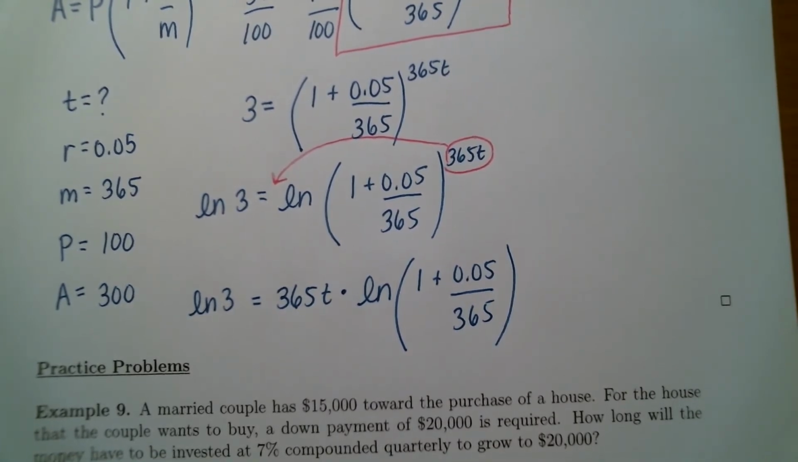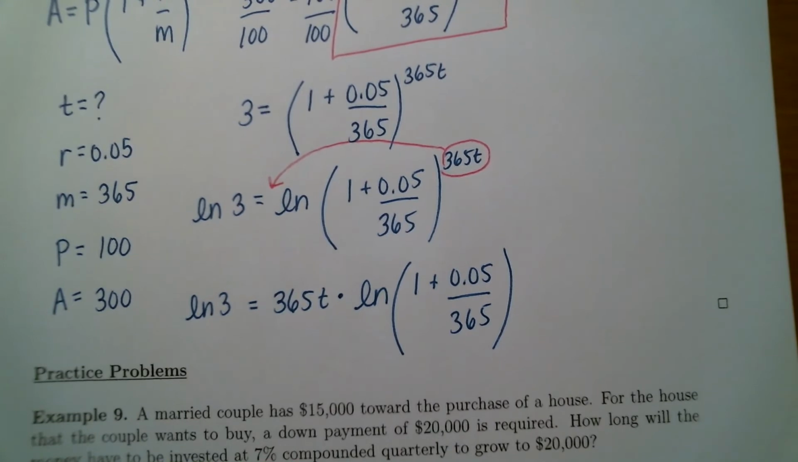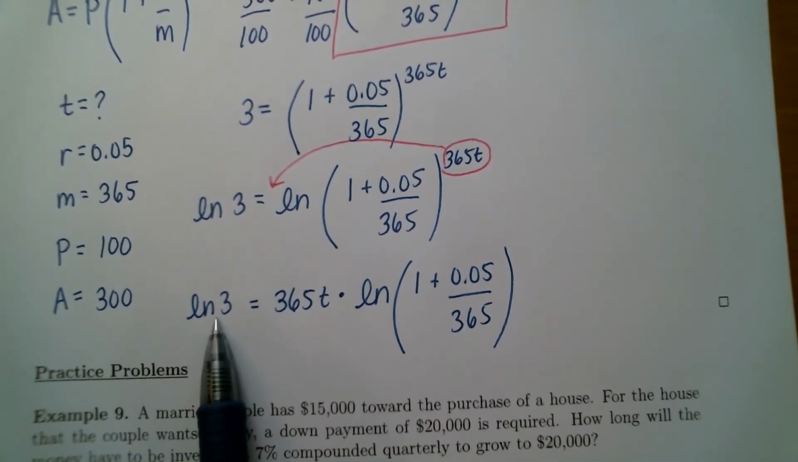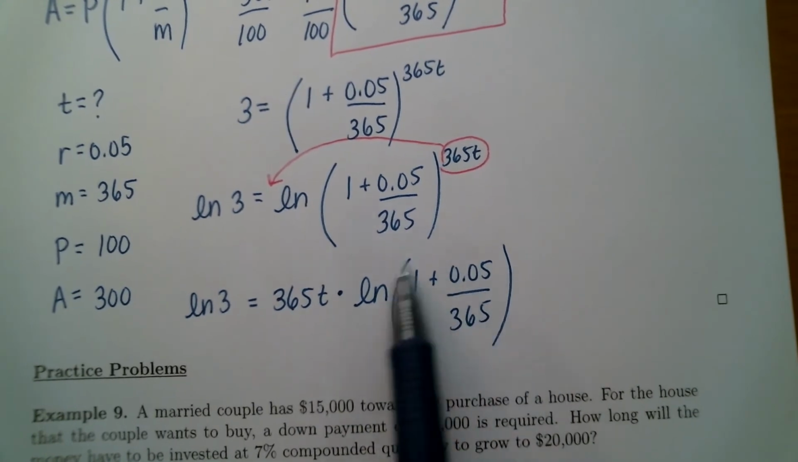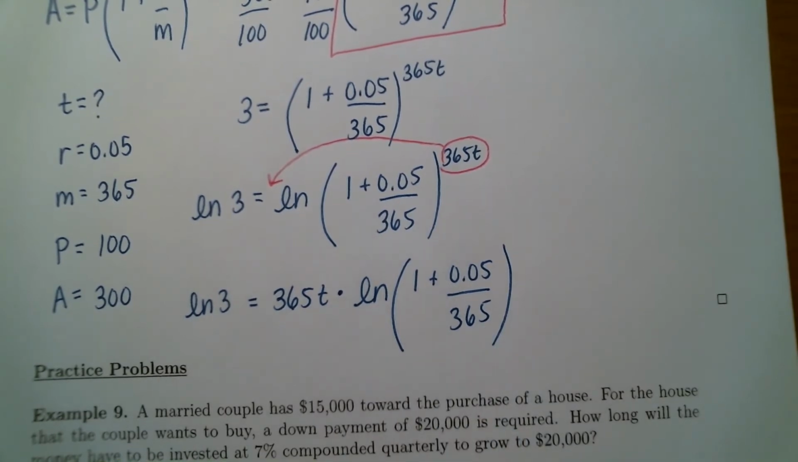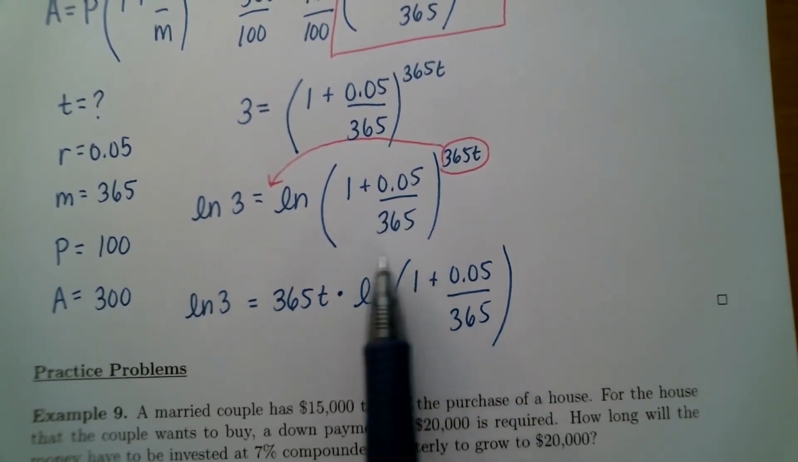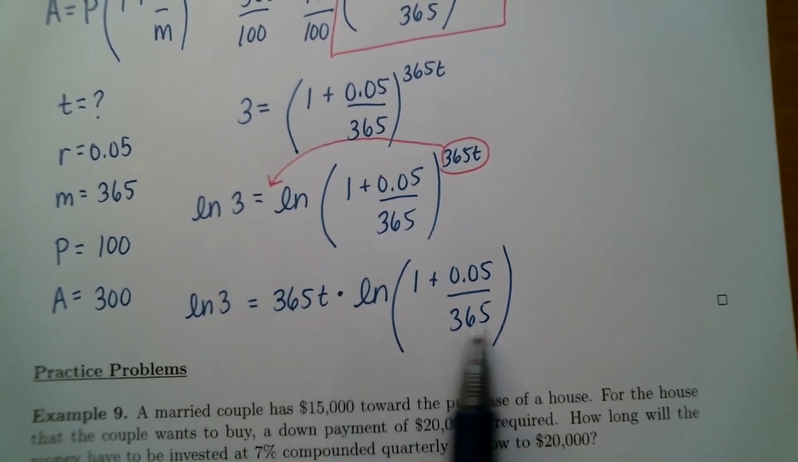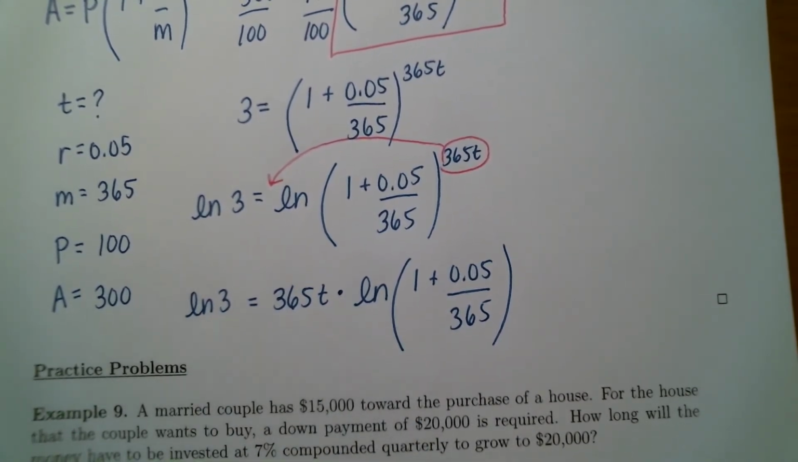In the next step, this is a number, it's some nasty decimal, I've already showed you that. And then this natural log of 1 plus 0.05 divided by 365, if you punch that in the calculator, also a nasty decimal, but just a number. So we can divide off this logarithm to get the t value.